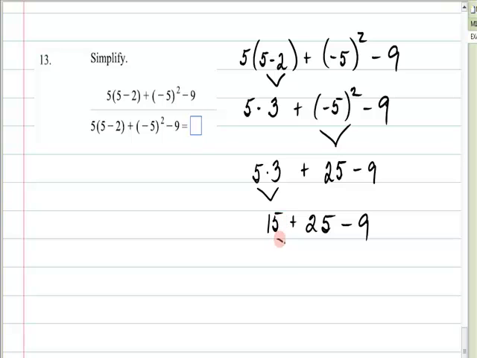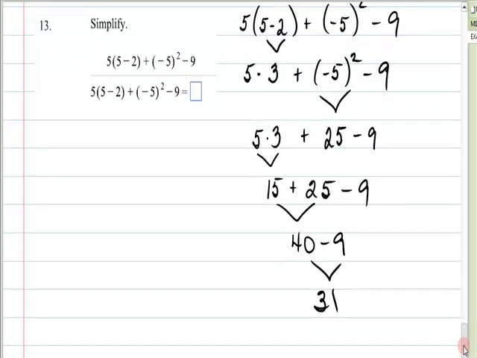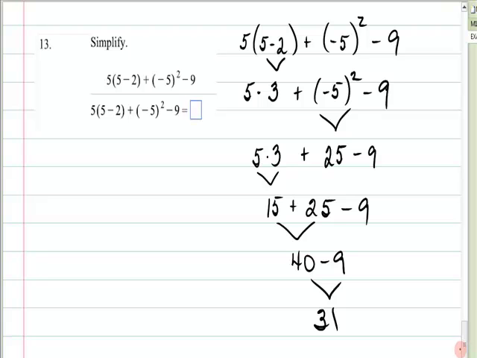Addition and subtraction share priority, so I'm just going to go left to right. Add 15 and 25 for 40. And then 40 minus 9 is 31. So I didn't have to work too much with negative numbers in that. But that lesson combined all of my rules along with order of operations.